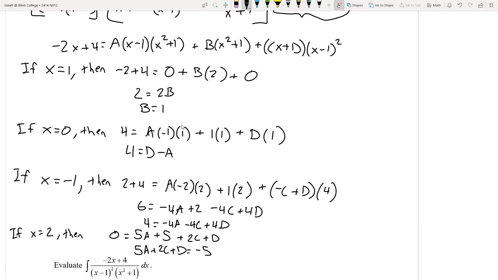So back up here, we do have 4 equals d minus a. We can actually solve for maybe d here. So we have 4 equals d plus a.